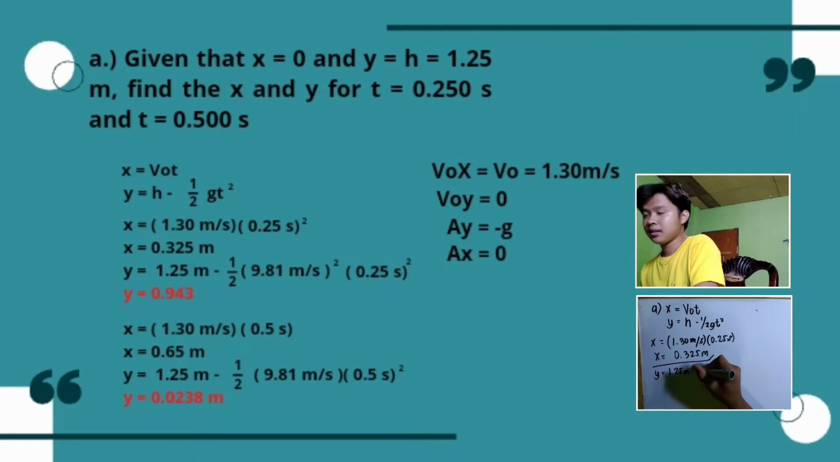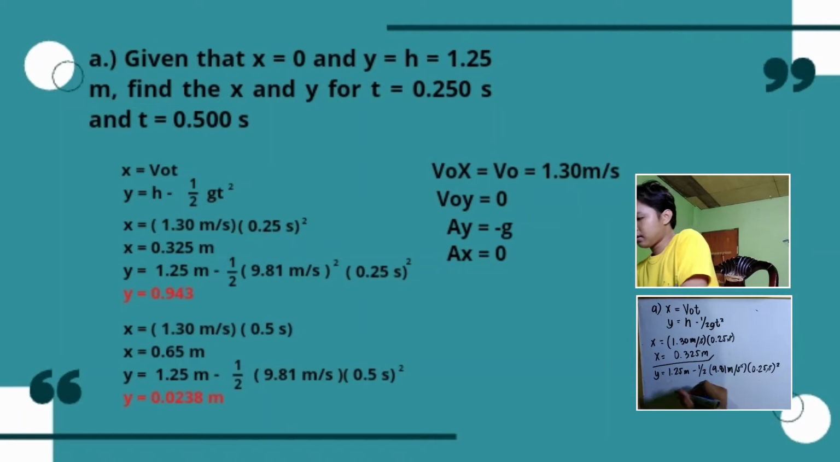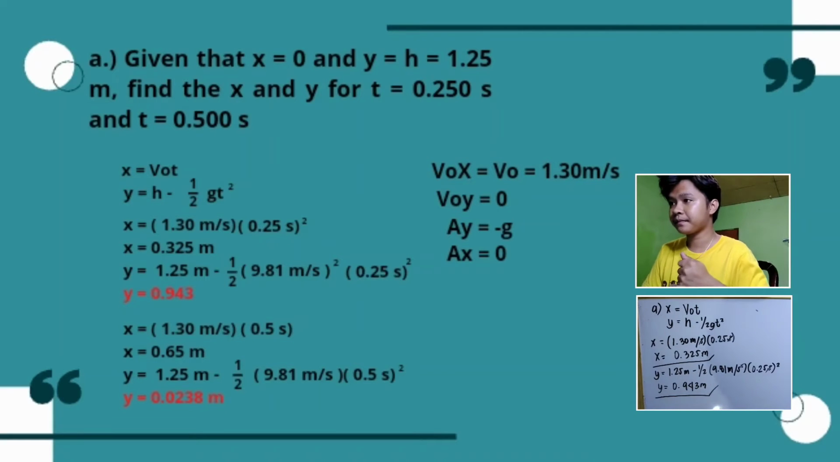So, for the y, it is 1.25 meters minus 1/2 multiplied by 9.81 meters per second squared multiplied by 0.25 seconds squared. In this, we cancel seconds and squared. So, our answer will be 0.943 meters. This is the x and this is the y.